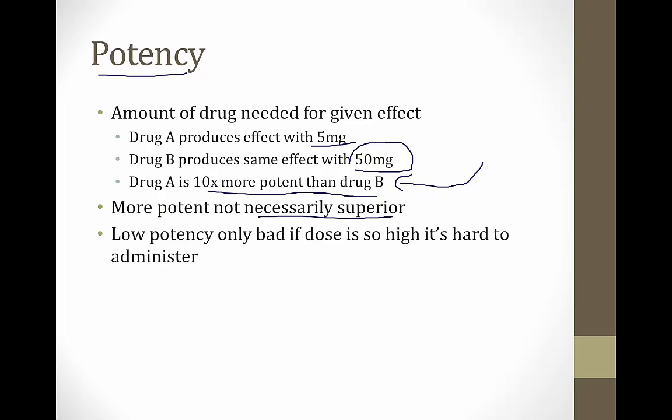Low potency really only becomes bad if the dose required to achieve an effect is so high it's hard to administer. For example, if you had to give 50,000 milligrams of drug B to get the same effect as 5 milligrams of drug A, then obviously this would render drug B inferior to drug A, because the dose has just become so high it's cumbersome to deal with clinically.